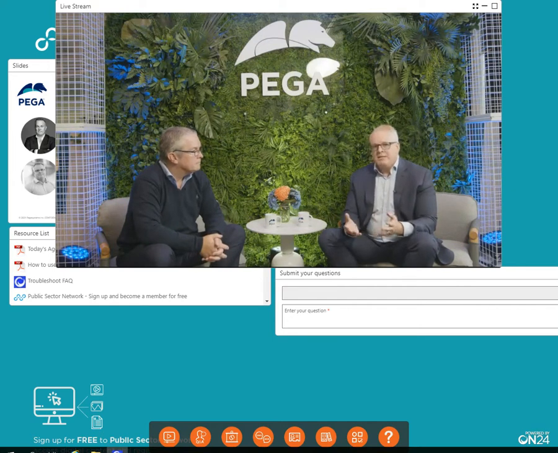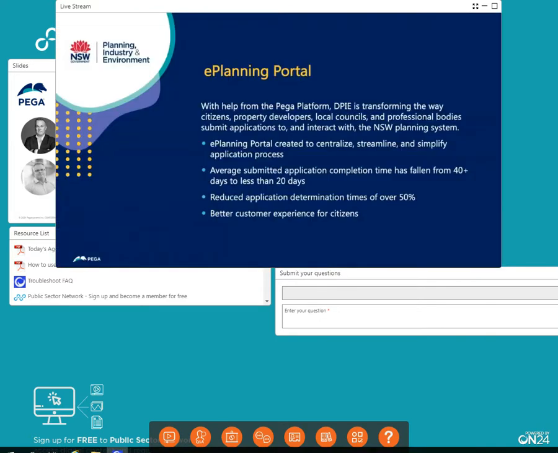There's already fantastic progress that's being made at a federal and state level, and we're going to be hearing from Minister Dominello just after this. So there is a lot of momentum currently. For example, with the help from the Pega platform, DPIE is transforming the way citizens interact with the New South Wales planning system. We're also undertaking work in partnership with the New Zealand Ministry of Business with the launch of Business Connect, a platform to make it easier for small business to access services from multiple government agencies. And look, that's an incredibly powerful story.